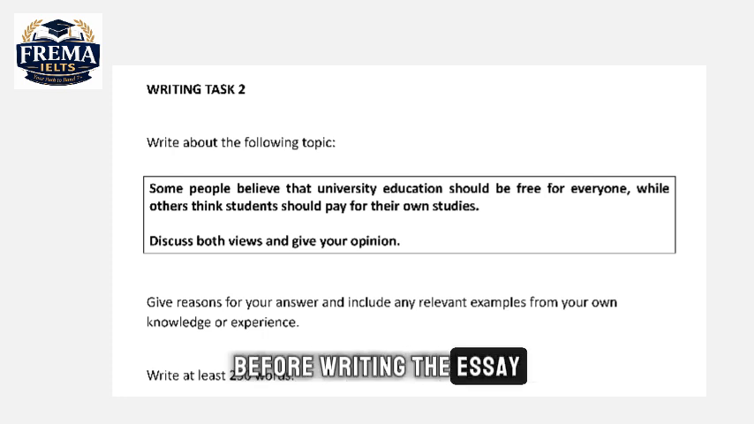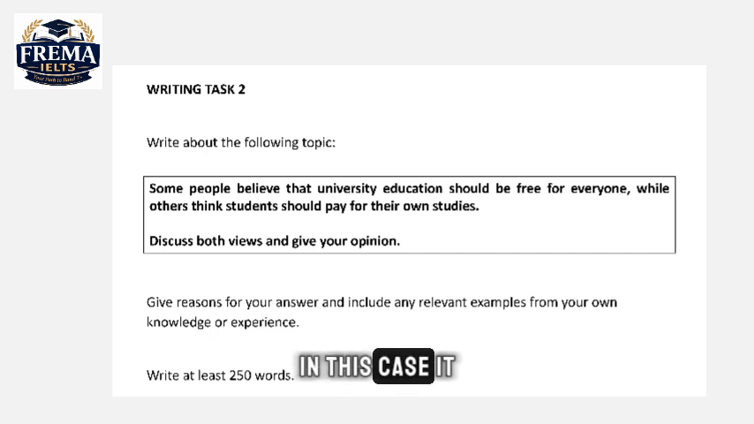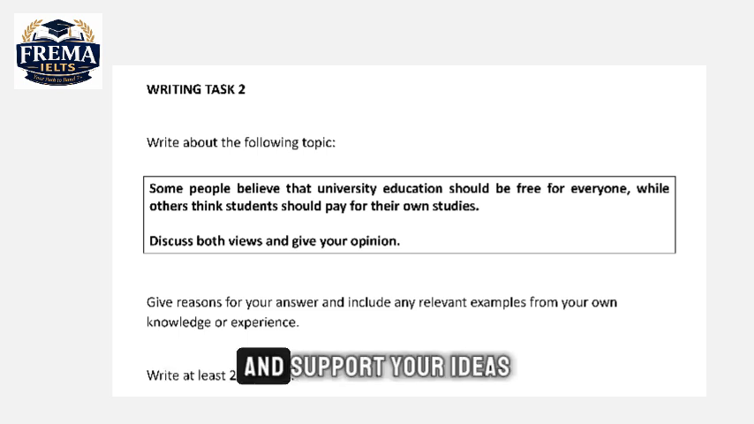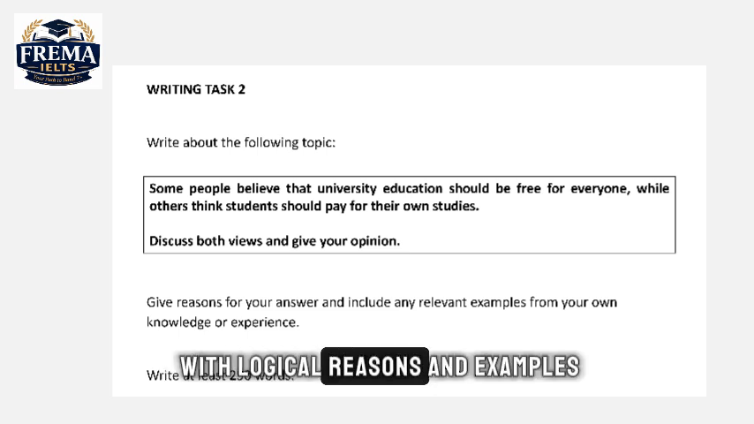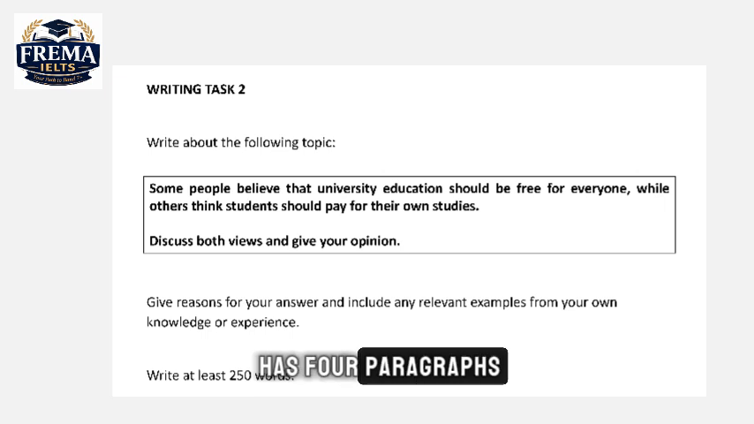Before writing the essay, it is important to identify the task type. In this case, it is a discuss both views essay, which requires you to present two different perspectives and support your ideas with logical reasons and examples. For this type of task 2 essay, a strong answer usually has 4 paragraphs.